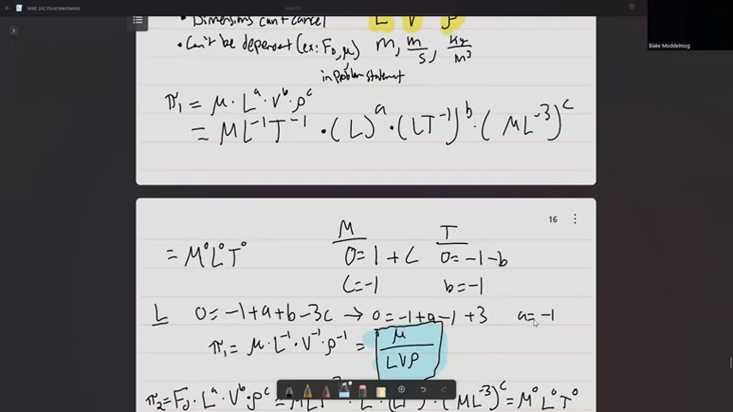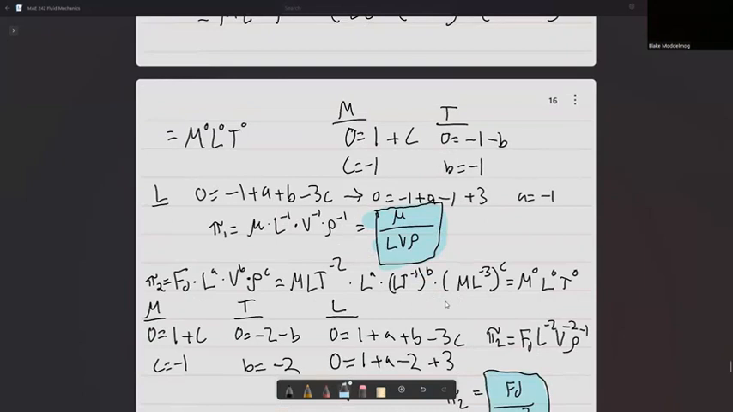So all of our variables are -1. So when we just plug that right back in to right here, we're getting mu times L to the -1 times V to the -1 times rho to the -1. So our first pi term is viscosity over length times velocity times density.